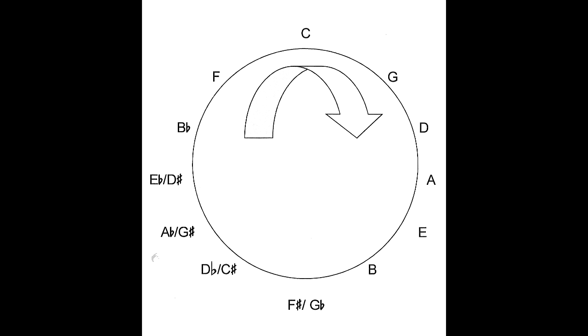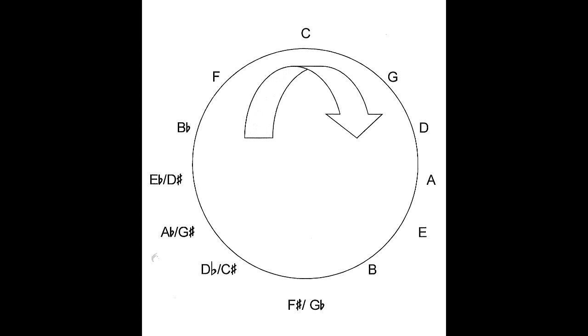Now let's take a look and see how the circle of fifths relates to what you've already learned. If you look in the 1 o'clock position, going clockwise, you will see the letters G, D, A, and E. And that's the same as the violin and mandolin strings going from left to right. G, D, A, E.